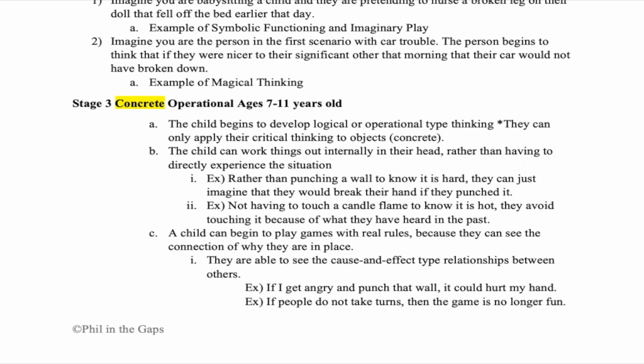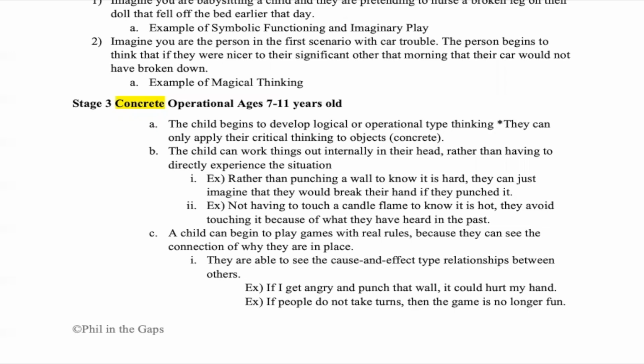That's where they're starting to become operational and think about cause and effect type relationships, within the context of objects or why things are the way that they are. So this is where a child can begin to play games with real rules because they can see the connection of why they are in place. A child in pre-operational is going to cheat and do whatever they want in the game because they just want to win. Concrete operational, they're able to build things and become operational with other individuals.